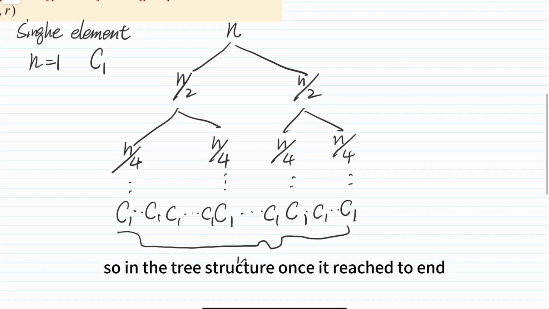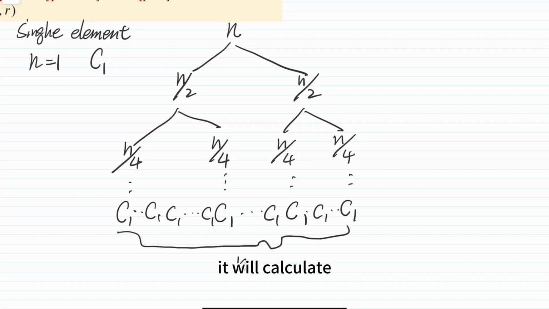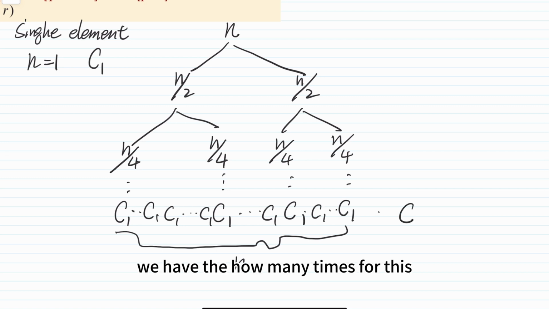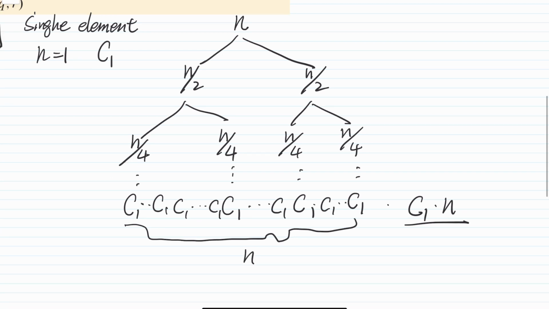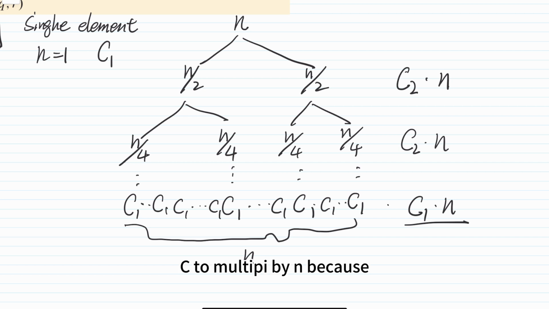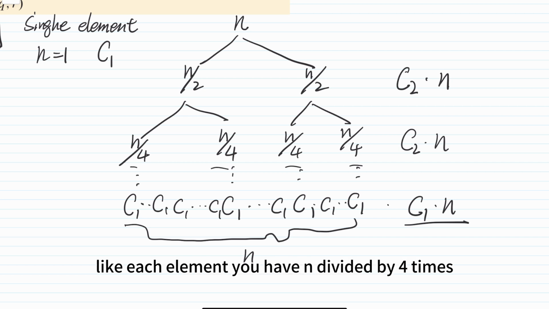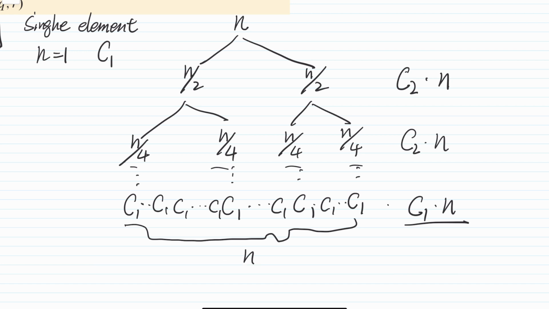So in the tree structure, once it reaches the end, it will calculate the runtime. So at the end, the total for this instruction is C1 multiplied by n. Right? And going back, for each divide part, we have C2 multiplied by n. Why is it C2 multiplied by n? Because there are 4 elements, and each element has n divided by 4 times the operation. So up to the top, it is C2 multiplied by n.